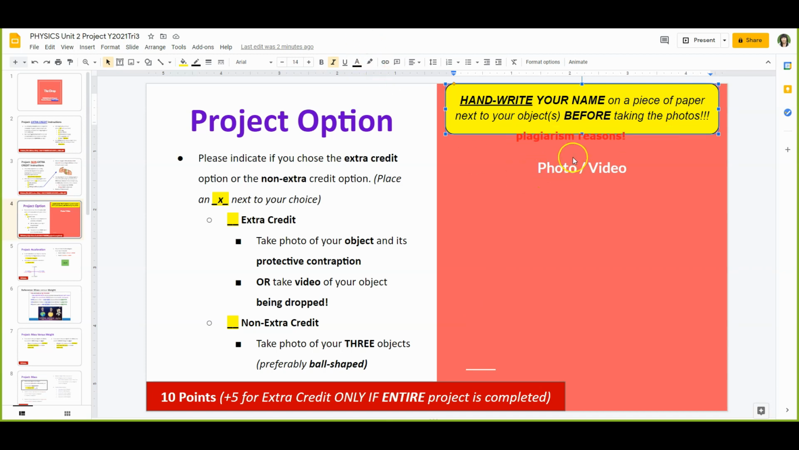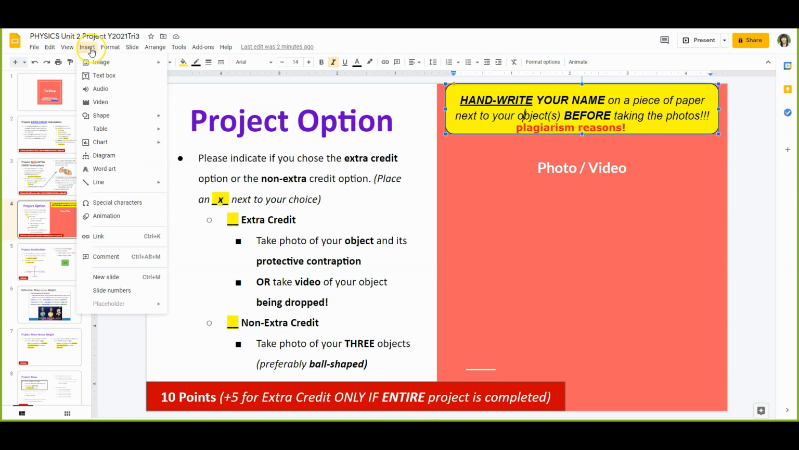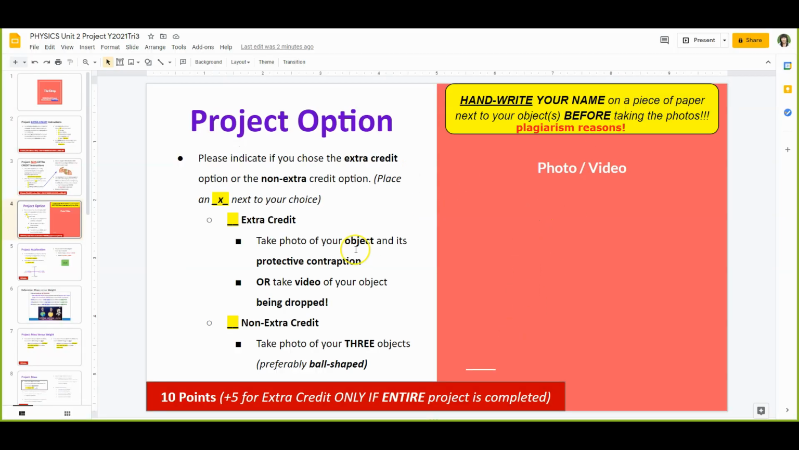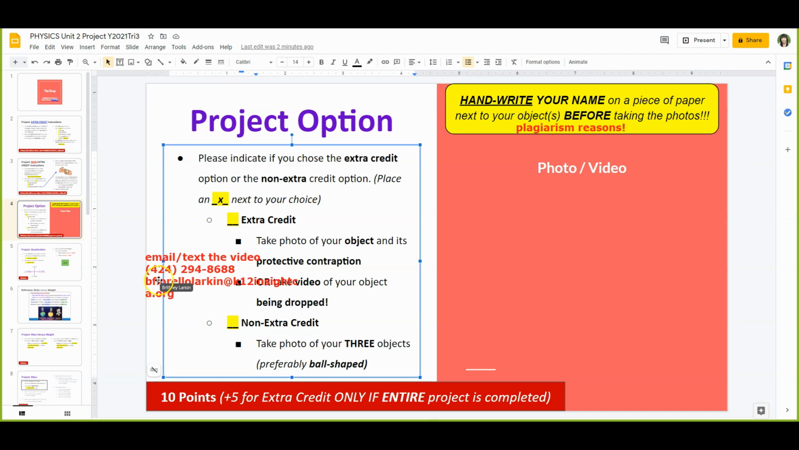Taking a look here, you can either take a photo of your object and its protective contraption if you do the extra credit version, or you can take a video of your object being dropped. Then you can insert the link to the video, or you could insert the video here. You can do Insert, then insert a video from YouTube. You can also email or text us the video as well.